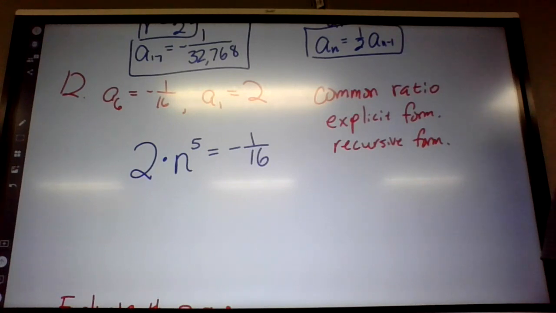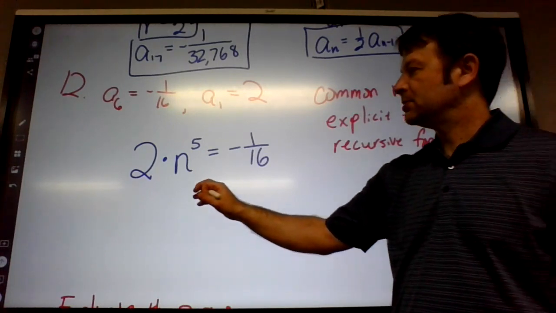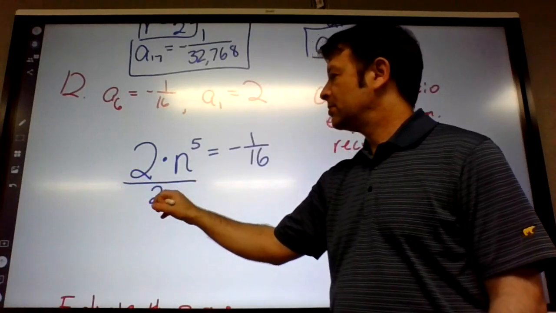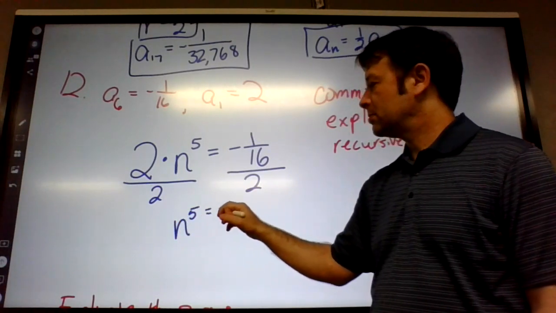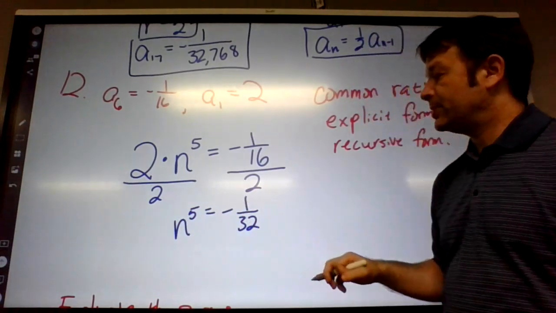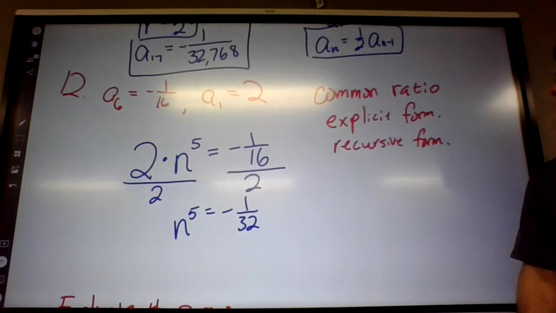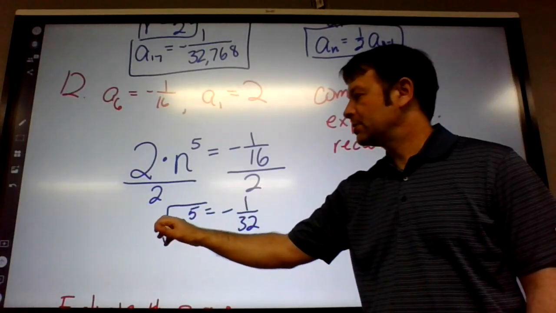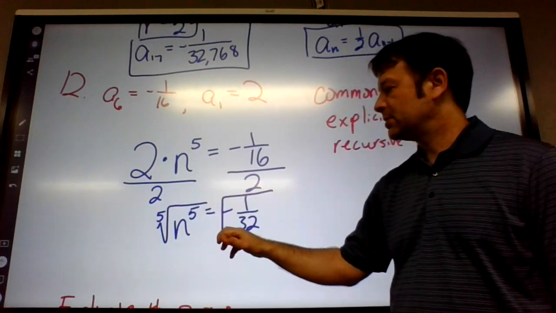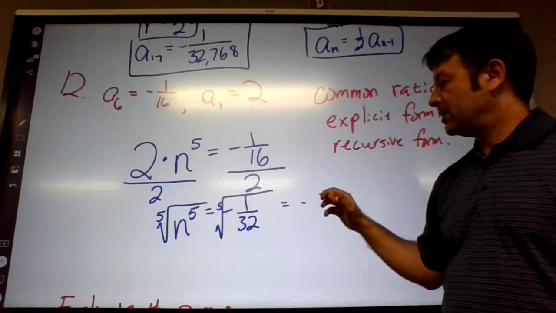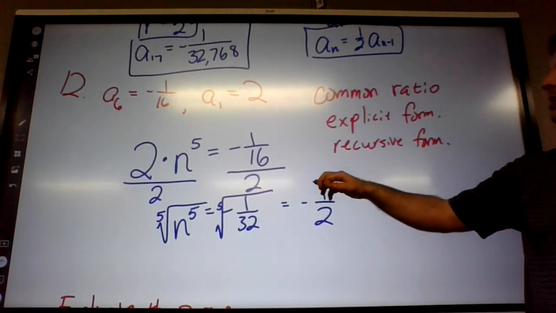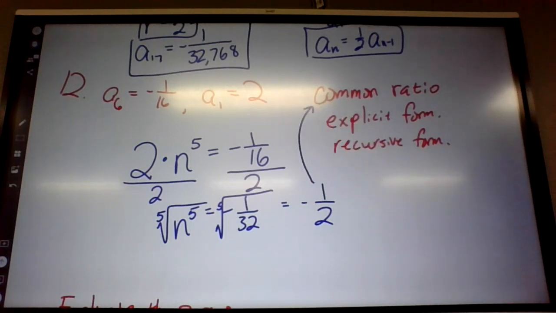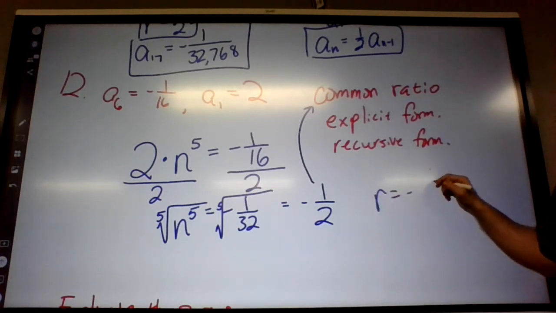How would we solve that for n? Divide by 2. Then what would we do? 5th root gets rid of the 5th power. And we would get -1/2. That is the common ratio. Okay, so there's the answer number 1.